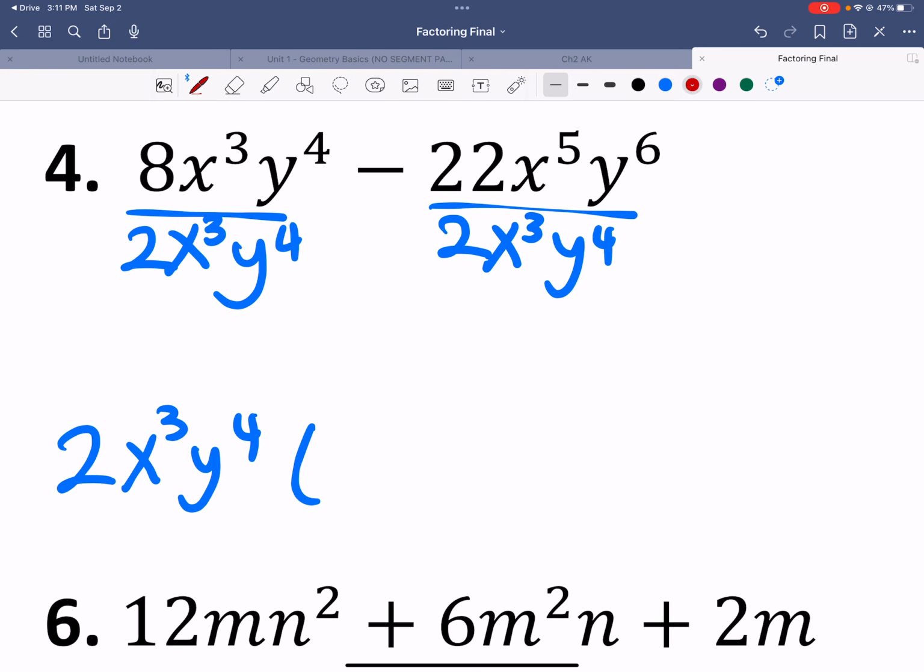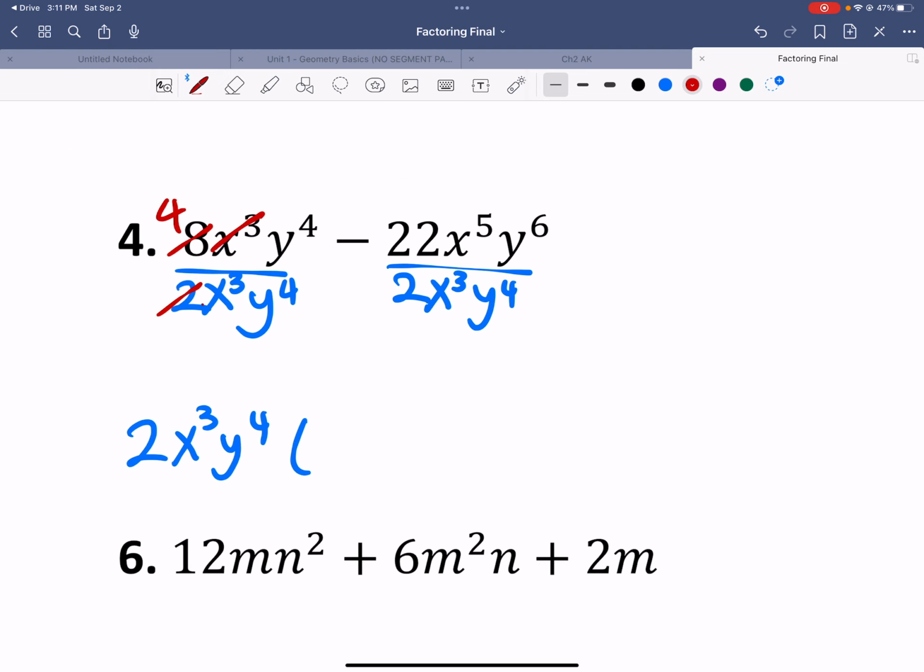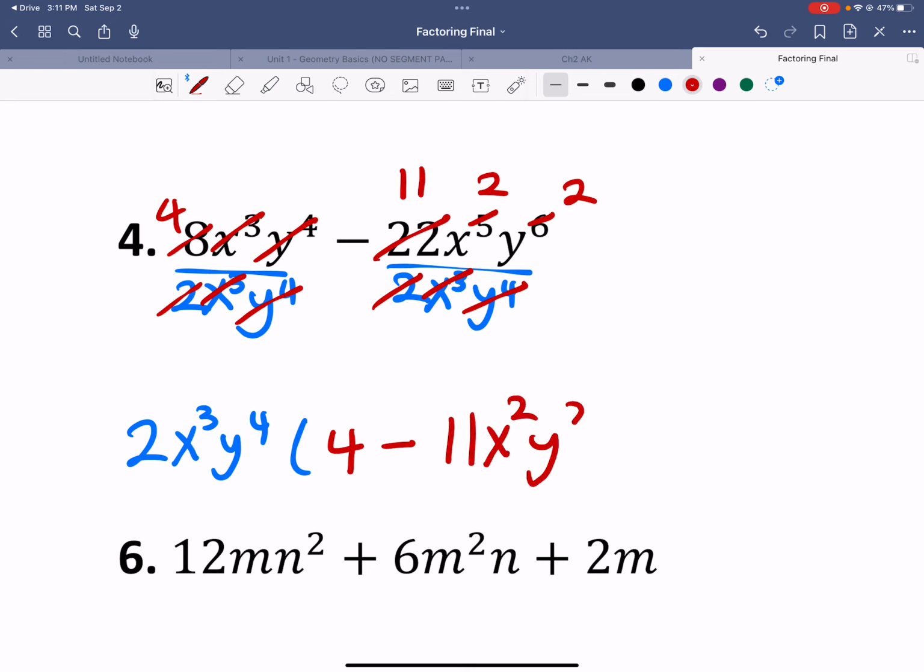Let's see what happens. 8 divided by 2 is going to be 4. X to the third power will disappear. Y to the fourth power will disappear. So we have only 4 left over. Minus this 22 divided by 2 will give you 11. X to the fifth power divided by x to the third power, so 5 minus 3 is going to be 2. And 6 minus 4 is going to be also 2. So it's going to be 11x squared y squared.